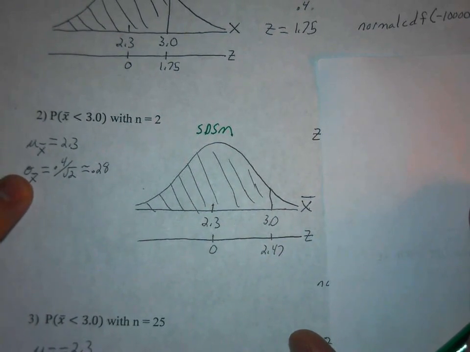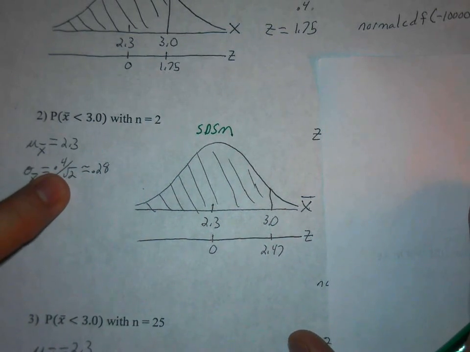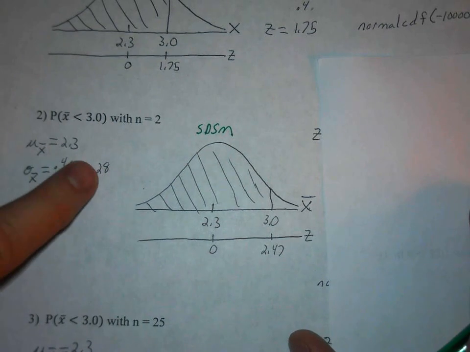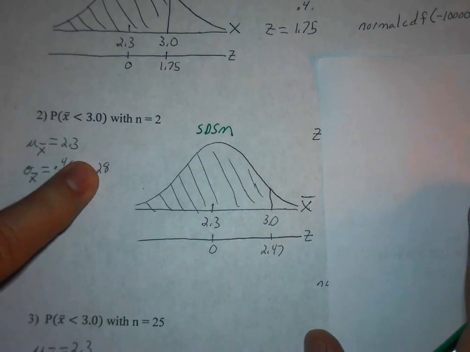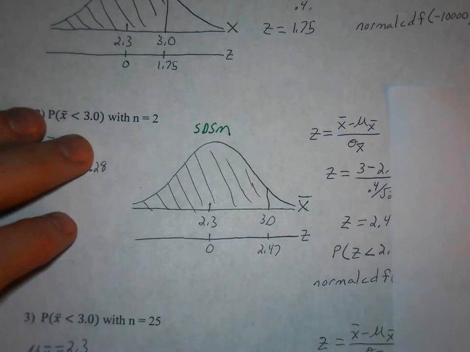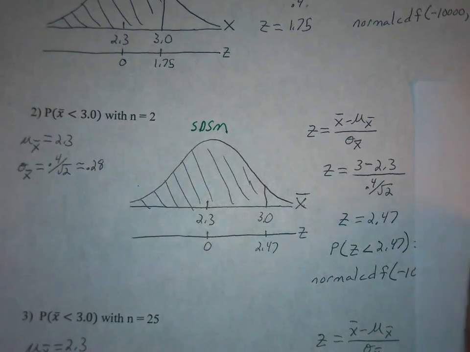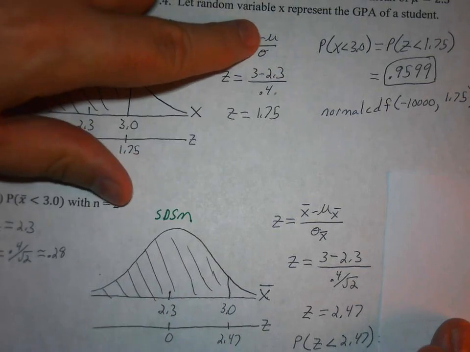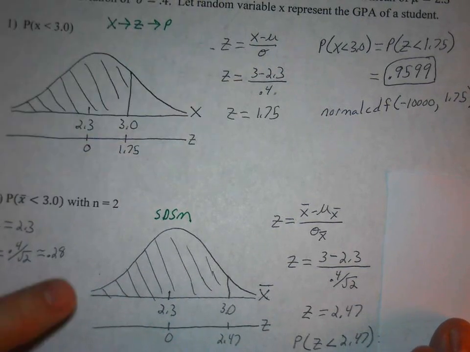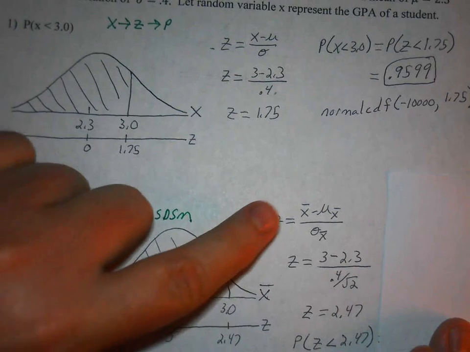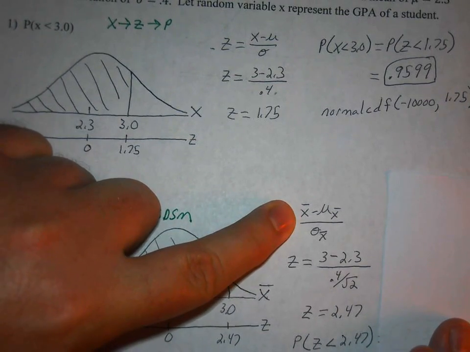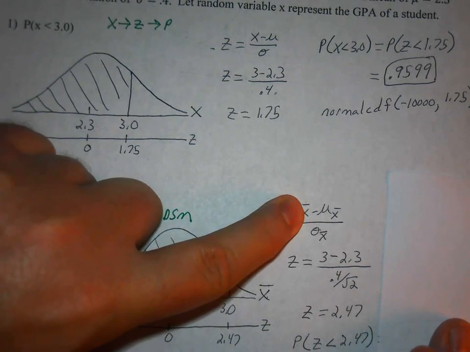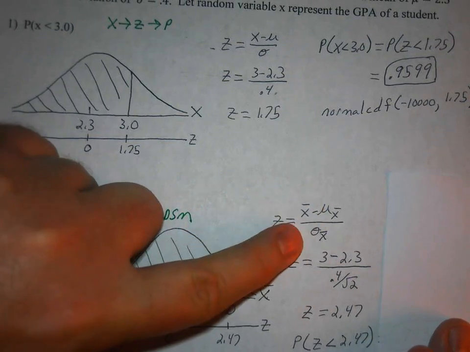The standard deviation of the x bar distribution is now sigma over the square root of n, so 0.4 over the square root of 2. That gave us approximately 0.28. So if we take our z formula now, instead of x minus mu over sigma, we're dealing with the SDSM, so now it's x bar. Basically everything turns into x bars. X bar minus mu sub x bar over sigma sub x bar.